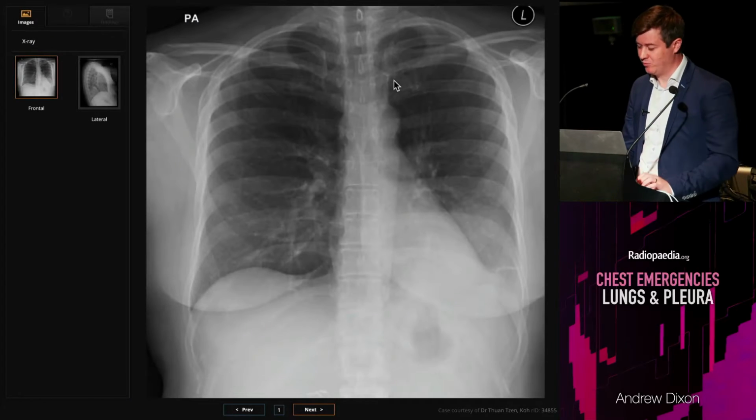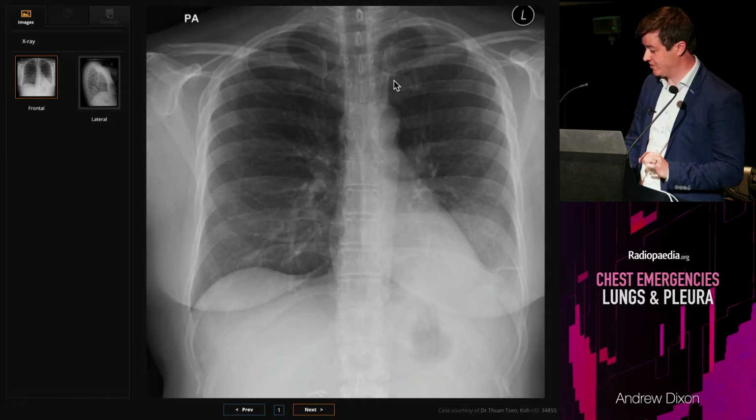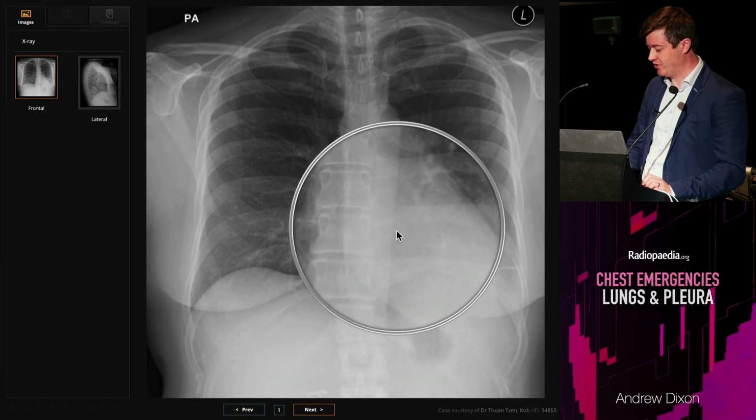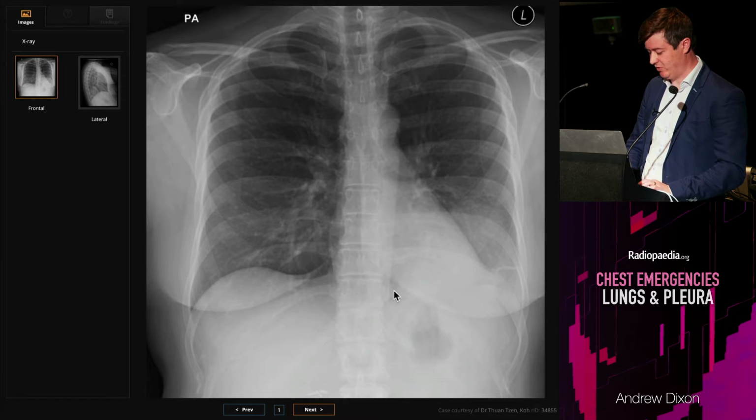Cough, fever. What have they got going on here? It's a little bit trickier to spot this one. We've got our descending aorta visualised quite nicely, but we've lost the ability to spot the left hemidiaphragm in here. Can't tell where it is.